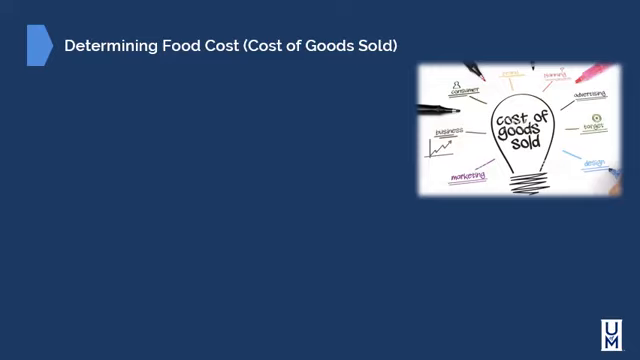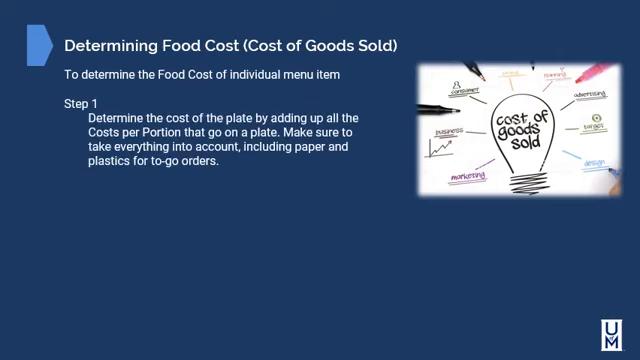So what we come down to is determining our food cost or cost of goods sold. To determine the food cost of an individual menu item, you determine the cost of the plate by adding up all the costs per portion that go on the plate. You've got one portion of macaroni and cheese, one portion of broccoli, and one portion of grilled chicken, one of the dinner rolls, maybe you have a side salad that goes with it. And then also I like to factor in the paper and plastic orders that go with it. Even if they don't get it to go, I still factor that in because every to-go order you have, if you don't factor that in, that's a loss that you're going to take.